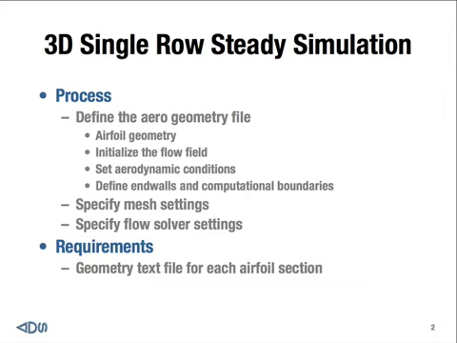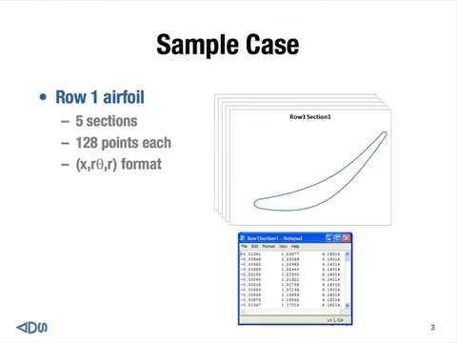Prior to starting the workbench, we must make sure that we have the geometry files already defined. Our sample case is made out of 5 sections. Each section is defined by 128 points and is defined in the XR format. There are many different formats that are available to the user. They can be either cylindrical or Cartesian coordinate systems. You should refer to the technical reference for more information.